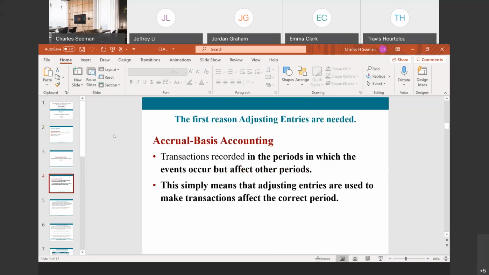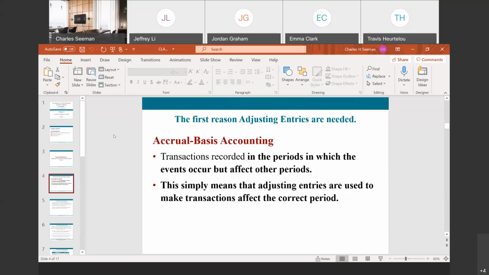Okay, so the first reason adjusting entries are needed: under accrual-based accounting, transactions are recorded in the period in which the events occur, but may affect other periods. So for example, I may have a transaction that happened in January, but that transaction could affect February, March, April, May. And as we said in the periodicity principle, every period is its own self-contained unit, so I have to record the effects of the transaction in January, the effects on February, the effects in March, even though I only recorded the one transaction in January.